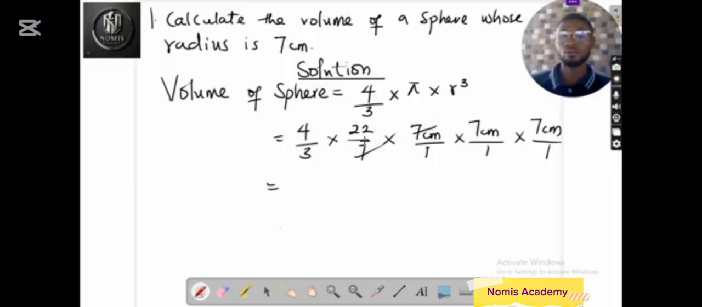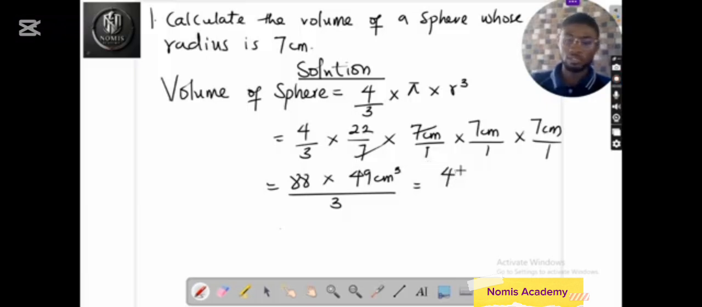So I'll be left with 4 times 22. That is 88 multiplied by 7 times 7, 49. But we have centimeter in 3 places, so that will be 49 centimeter cube, divide by 3. Now 88 multiplied by 49 is 4,312 centimeter cube.